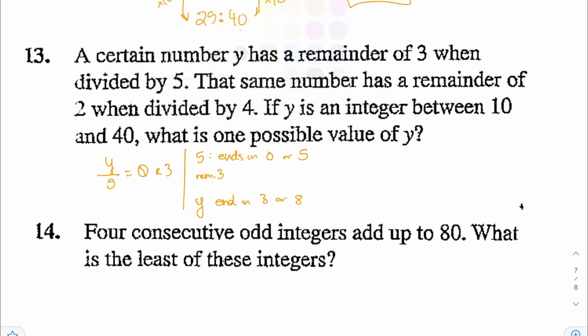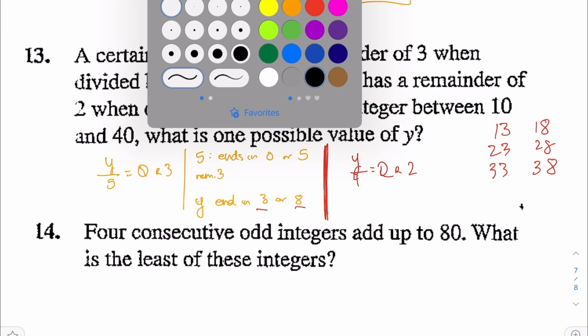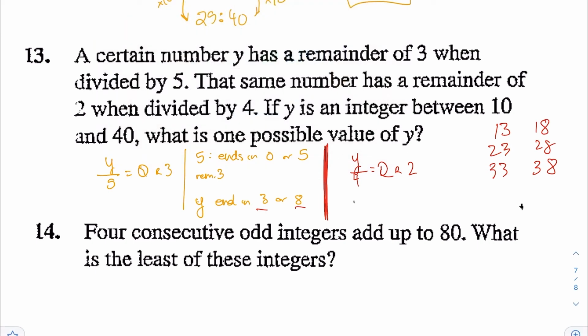Now for the other part, if you divide by 4, you have some other quotient, remainder 2. There's going to be 2 more than a multiple of 4. So you just write out all the numbers that are between 10 and 40 that end in 3 or 8. So 13, 18, 23, 28, 33, or 38. So those are the only 6 numbers to try. Just go through each one. You want to make sure it's 2 more than a multiple of 4.